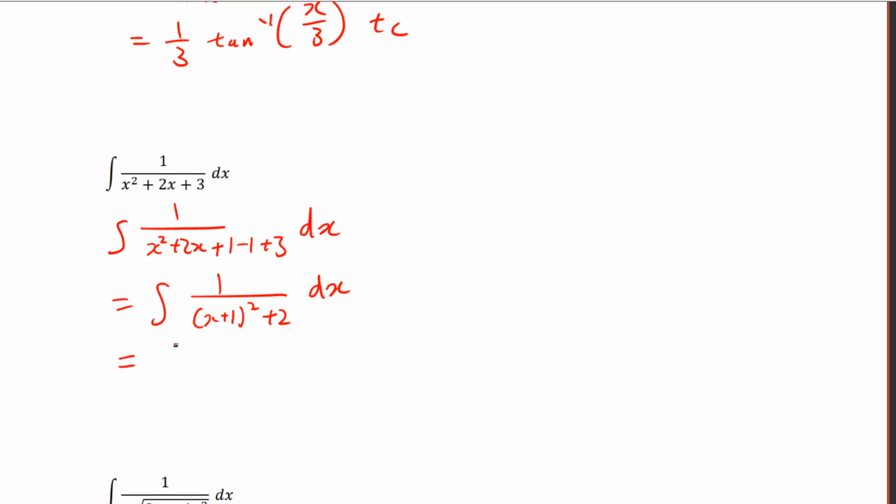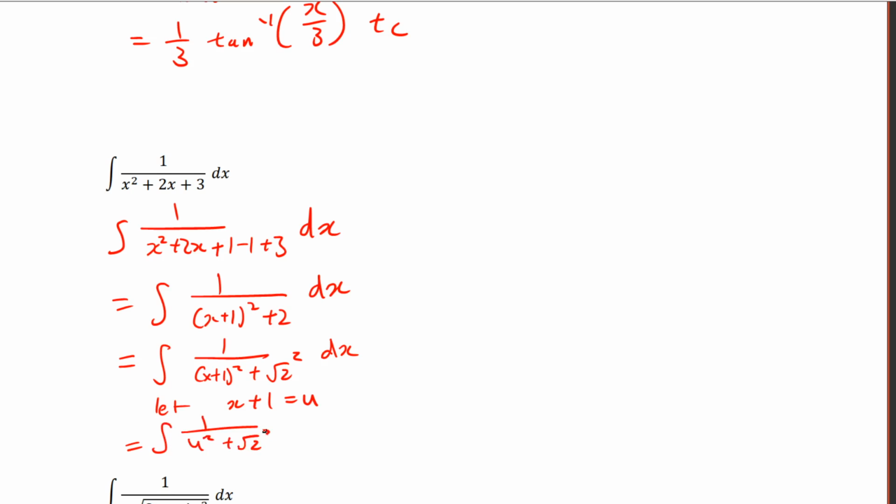And if I write it like, say, 1 on x plus 1 squared plus root 2 squared, if I let x plus 1 equal u, I have an expression that looks like 1 on u squared plus root 2 squared, which is now in the form that can be converted into inverse tan. du is the same as dx in this case, because the coefficient of x is 1.